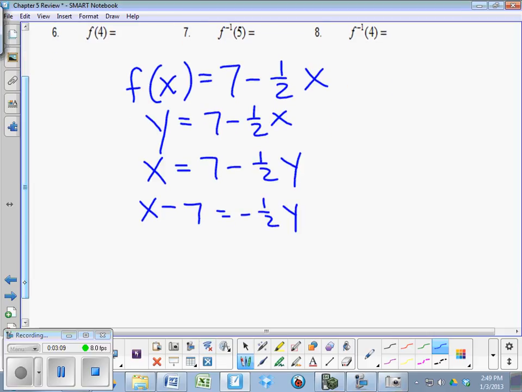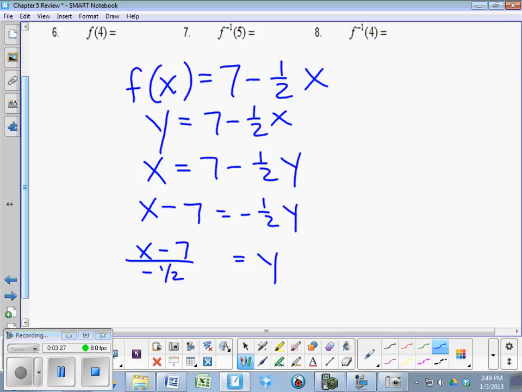And then what do you get? What do you do next to get rid of negative 1 half? Many students will say divide both sides by negative 1 half, which is fine. It just kind of looks funny to be dividing by a fraction. Maybe, maybe not.